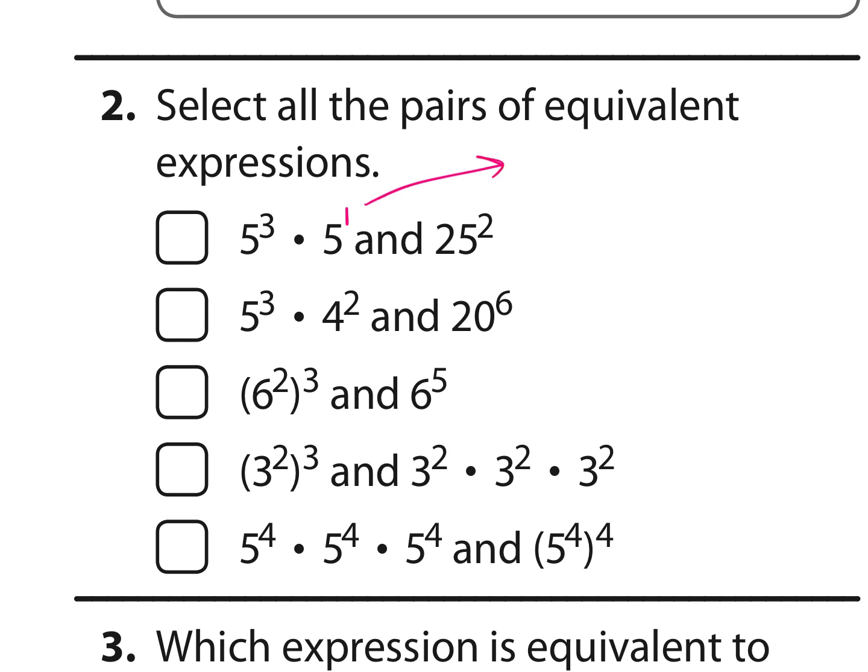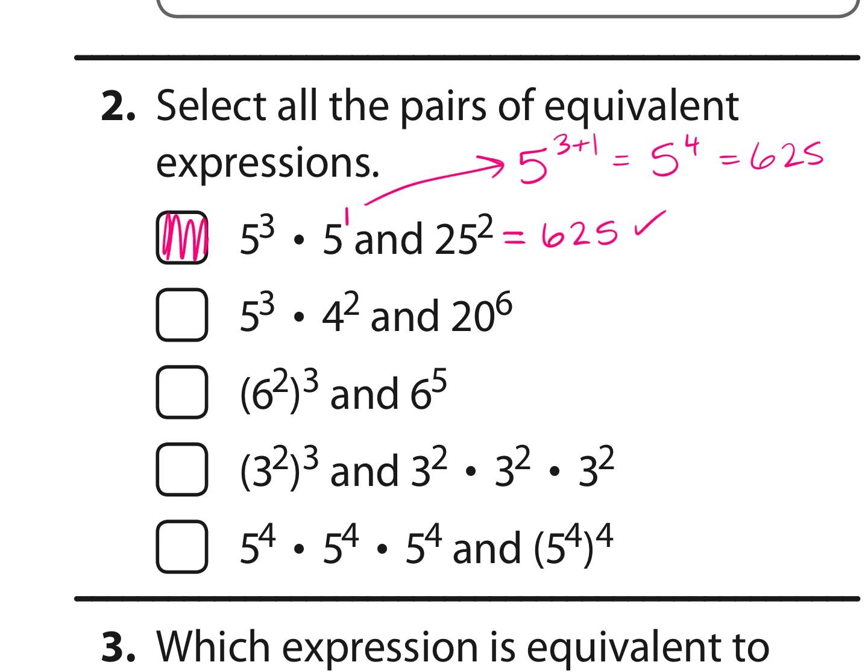So we know that when we are multiplying like bases, we keep the base 5 and add the exponents 3 plus 1, which is 5 to the fourth power. 5 to the fourth power is 625, and 25 squared is also 625, so this is true.